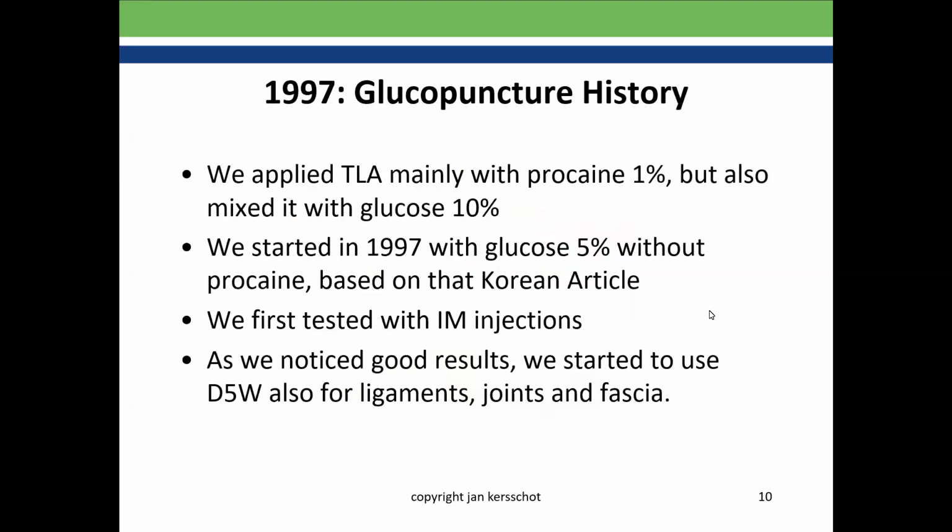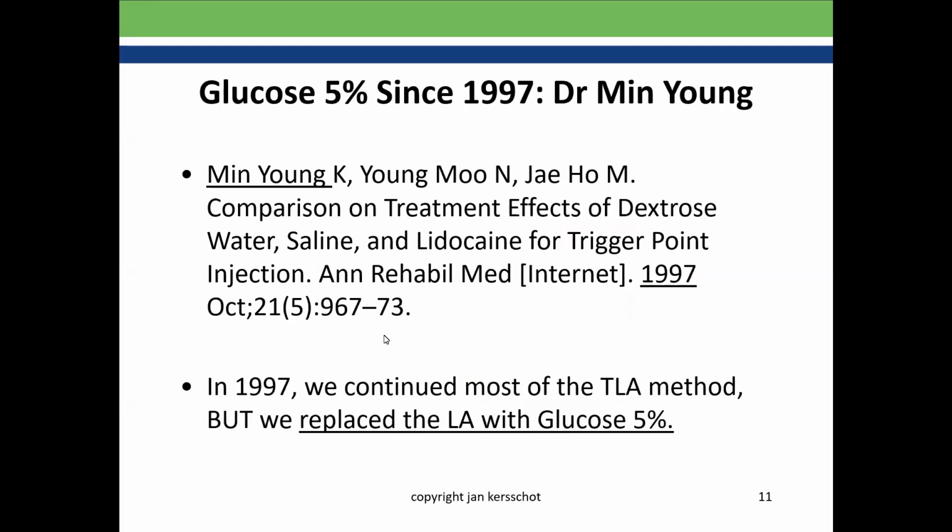And the Korean article I was talking about was the first one in my search of the literature to mention glucose or dextrose 5%. We are talking about the late 90s. And we started to give these intramuscular injections a lot, and we noticed very good results. And then we also started to use them for ligaments, for joints, and for fascia. And this is the article I'm referring to. You can still find it back.